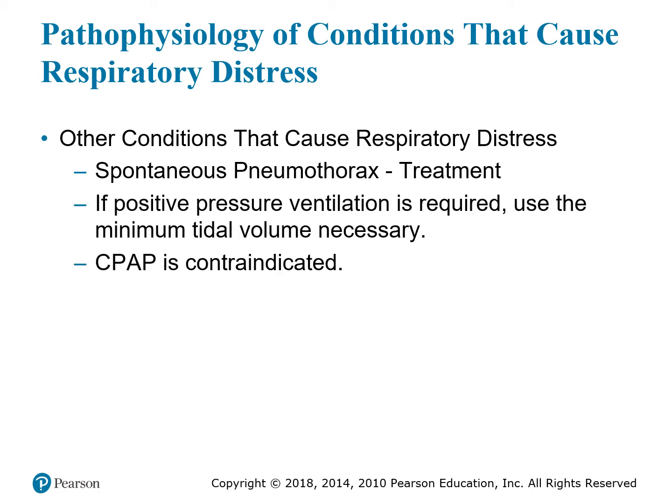As you're managing someone with a spontaneous pneumo, we just want to give oxygen to maintain an SpO2 of 94% or greater. If you do have to use positive pressure ventilations, then we want to use as little of it as possible. Here we do not want to use CPAP because if we are continuously putting positive pressure into the lung and the lung has a hole in it, well then that air is going to escape from that hole into the pleural space, and now you're going to deal with a more severe pneumothorax or a tension pneumothorax.